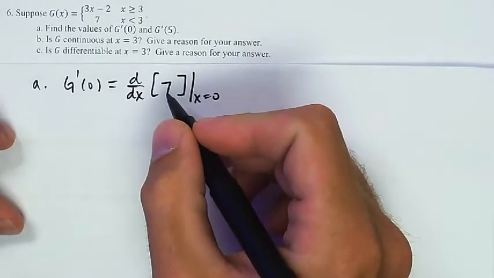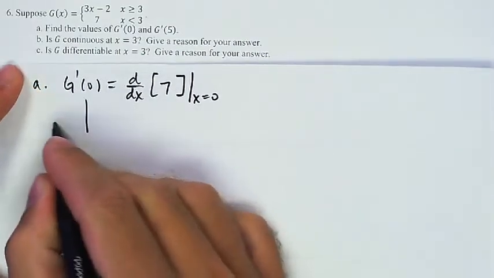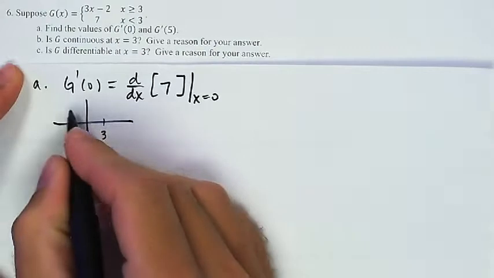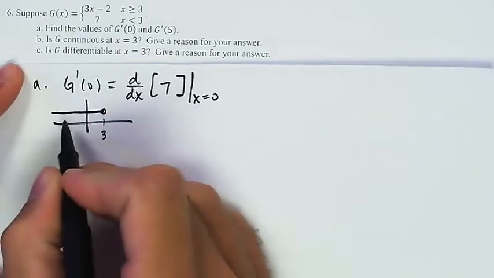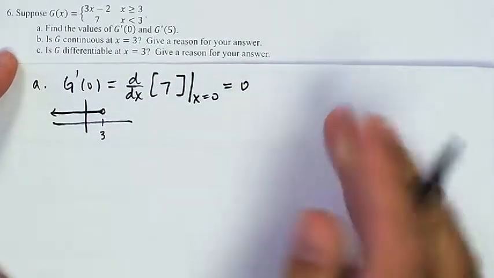Now, the derivative of 7 is the same no matter where it is, because of what the graph of y equals 7 looks like, okay, this is where x is less than 3. Say this is 7, it's flat. Okay, so it's horizontal, meaning that the slope is 0.